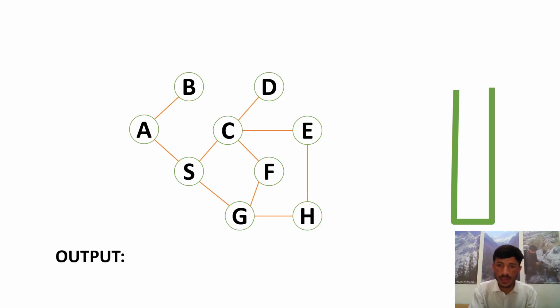On the right hand side, you can see an empty stack placed, which is used for keeping track of all the visited nodes. To start with, we have node A. We will push it to the stack, add it to the output sequence, and mark it as visited.